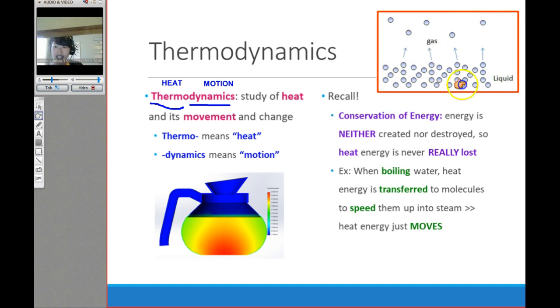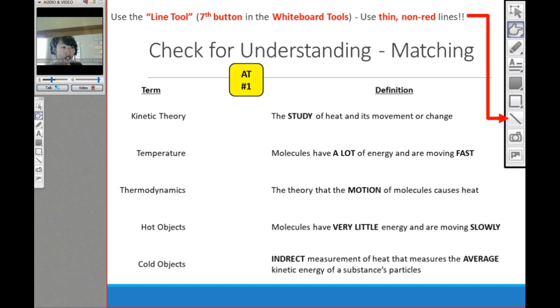Yeah, exactly. So you can see that here, right? It just begins to move and turn it into gas. Cool, let's make sure all of this makes sense.